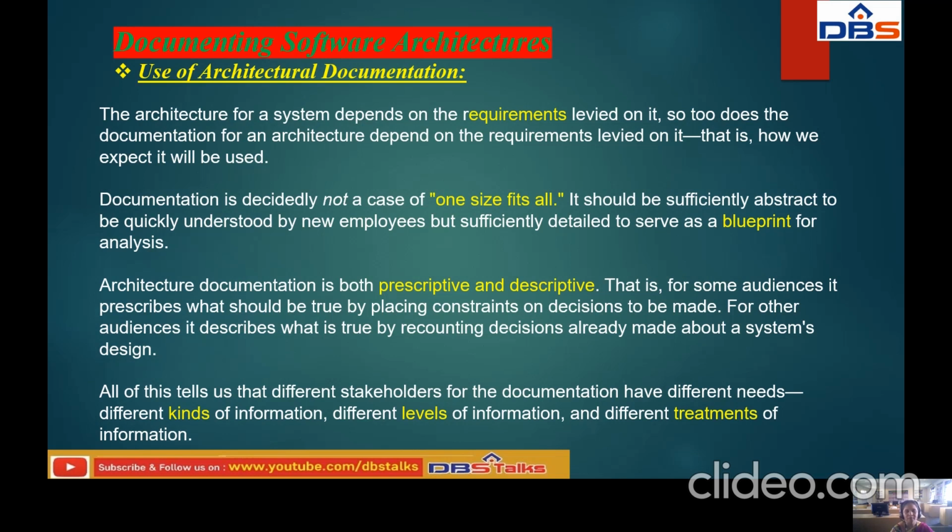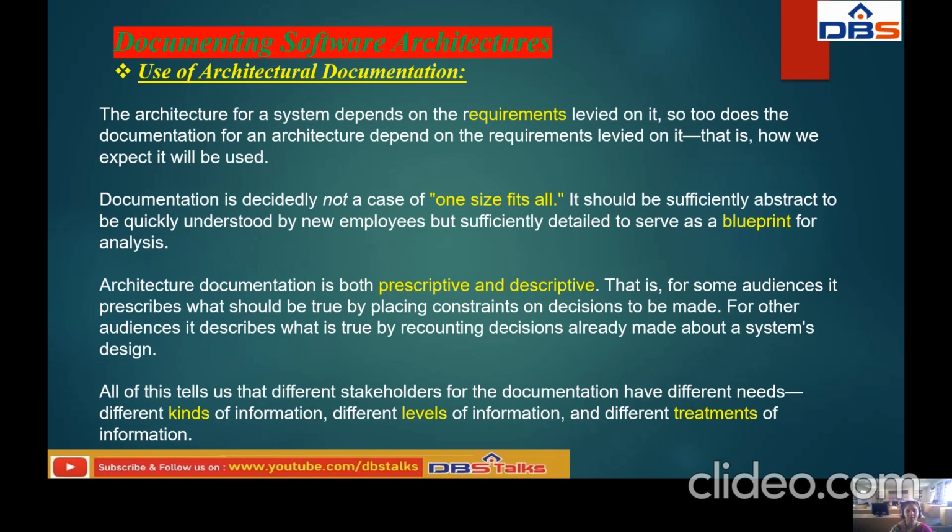This is used by some persons to prescribe things, placing constraints on decisions to be made. It will help some people take decisions, and it is also helpful for some audience. It describes what is true by recounting decisions already taken, but they need to analyze particular things. That is the meaning of recounting the decisions already made about a system's design. That is the meaning of prescriptive and descriptive.